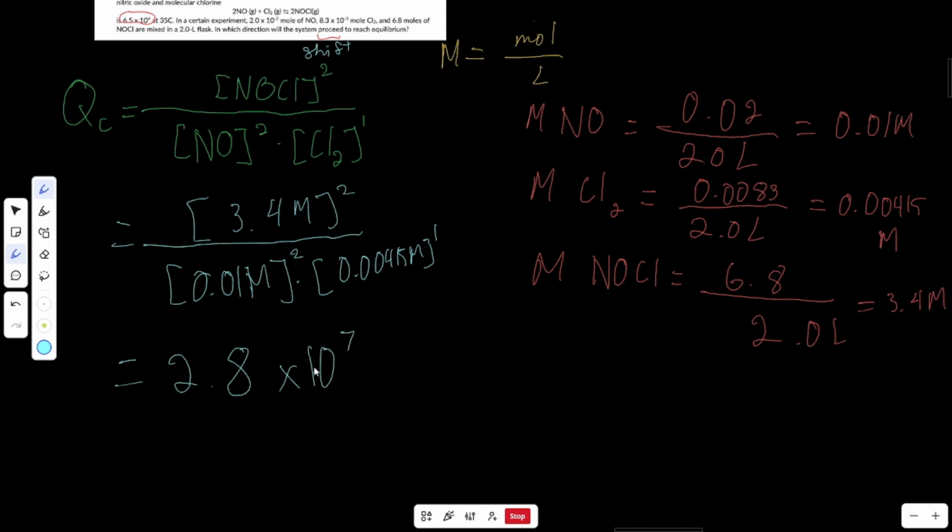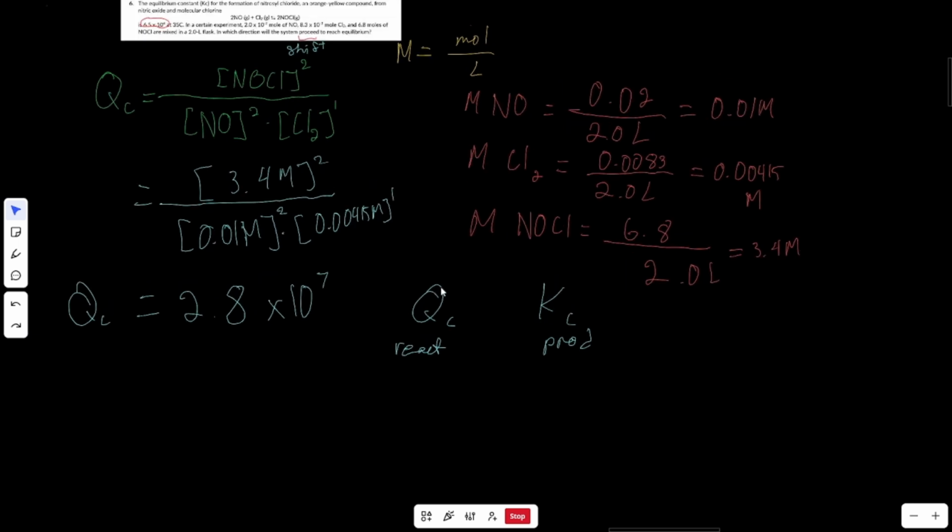Now, what do we do with this answer? This is our QC now, right? This is our QC. We have to compare against our KC. And when we compare the KC, it's best to follow this format, the QC on the left and the KC on the right, so that we can have them as placeholders for reactants and products. That way, wherever the arrow is pointing, we know that that's where the reaction will shift, right?